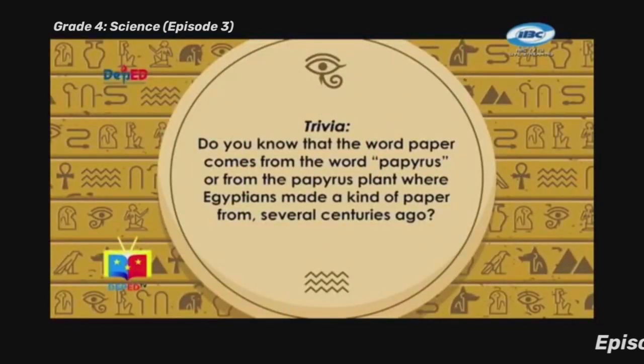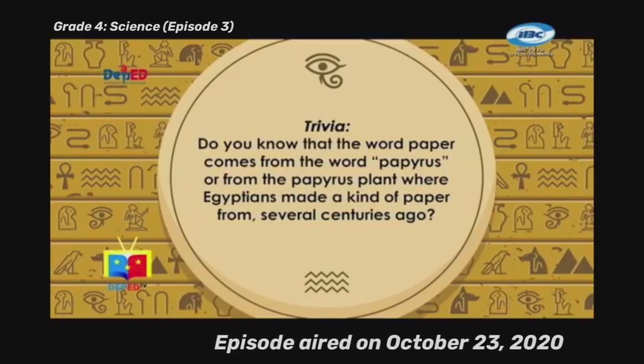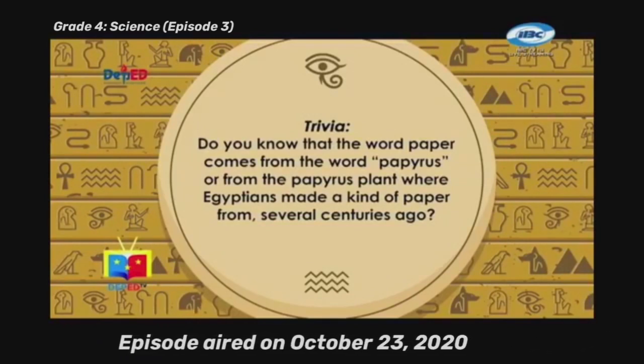Trivia! Do you know that the word paper comes from the word papyrus or from papyrus plant where Egyptians made a kind of paper from several centuries ago?